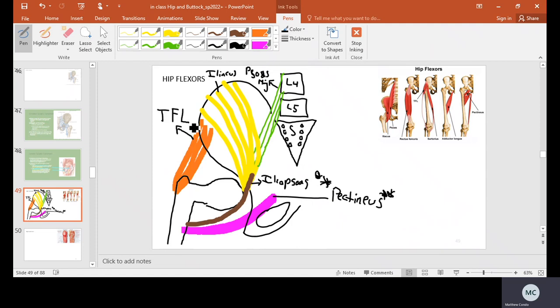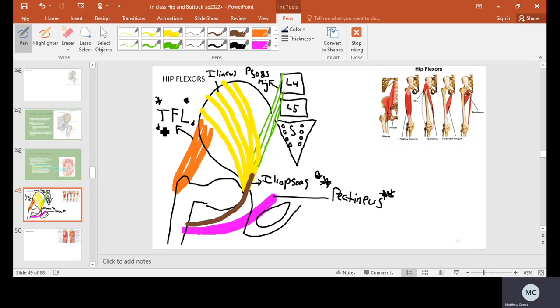TFL. Now this guy is going to get starred and hashtagged and smiley face emoji too. Because what we're going to see, this is going to be another exception, is that my TFL, according to the Grace textbook, is not going to have a whole bunch of focus or whole bunch of action at the hip. Now, what I will tell you is, if I fire that thing up with an EMG, and I hit one of you guys with the probe in your TFL, what will happen is your hip will flex. Why? Because that muscle crosses the hip.